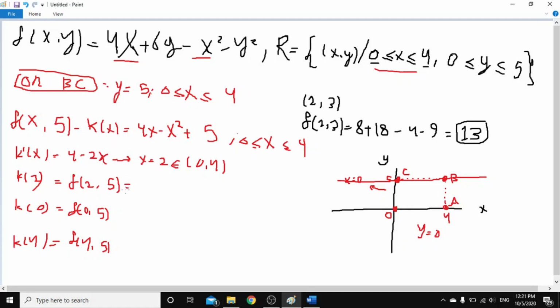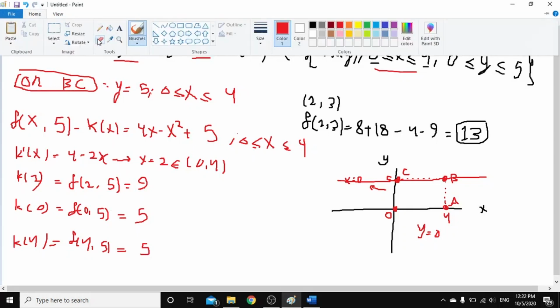And the solution, if you put these numbers in this equation, you will get the value of f of 2 comma 5 is going to be equal to 9, and f of 0 comma 5 is going to be 5, and f of 4 comma 5 is going to be equal to 5. So these are the answers from the BC line.